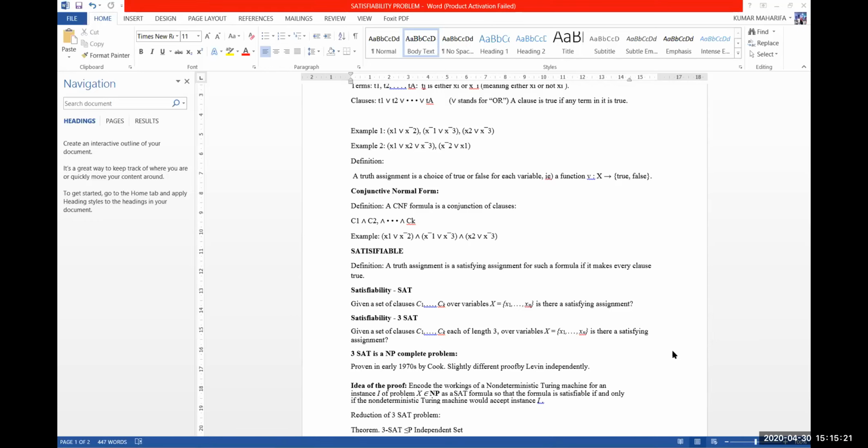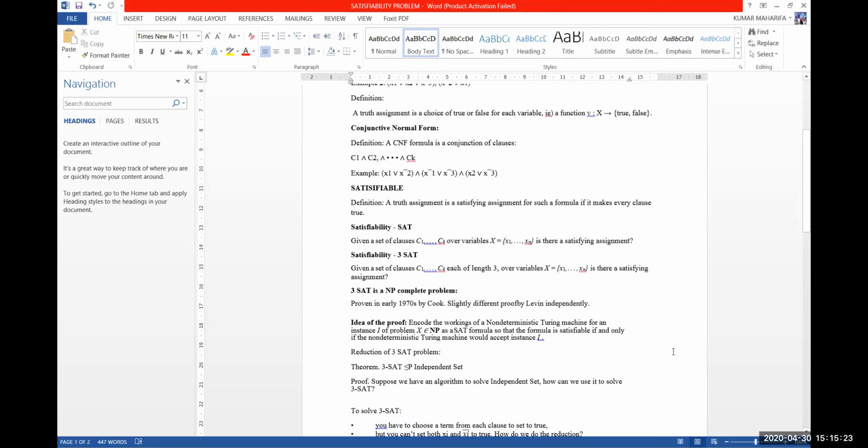And now we are going to prove that 3-SAT is an NP-complete problem, which has already been proved by a scientist called Cook in the year 1970. Another scientist, Levin, also proved that 3-SAT is NP-complete. Remember the definition of an NP-complete problem? We have already seen that. First condition is that it should be in NP. That means it is solved by a non-deterministic Turing machine, but it can be verified in polynomial running time. Okay, so first is NP.